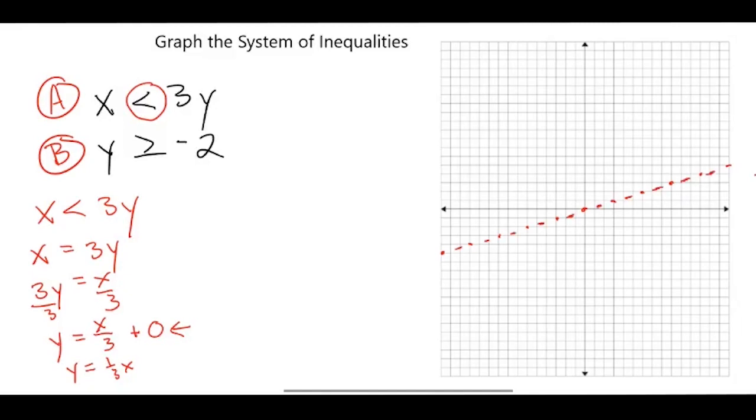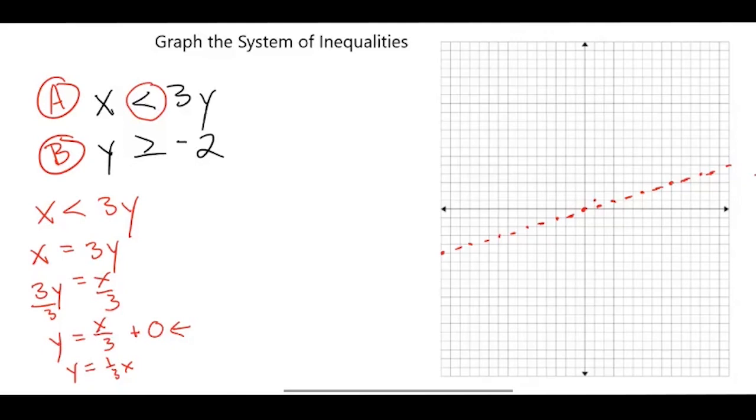All right, now I need to pick a point that's not on the line. Notice that 0, 0 is on the line. I normally pick 0, 0, but 0, 0 is on the line. So what I'm going to do is pick a point that is not on the line. And that point that I'm going to pick is 1, 1. All right, there's 1, 1. Let's see if 1, 1 works.